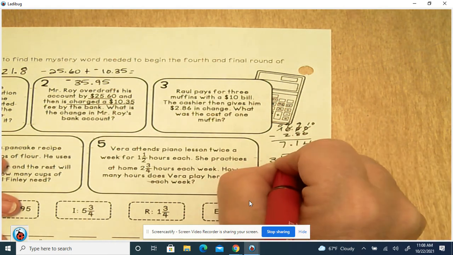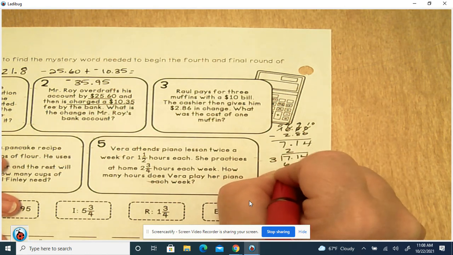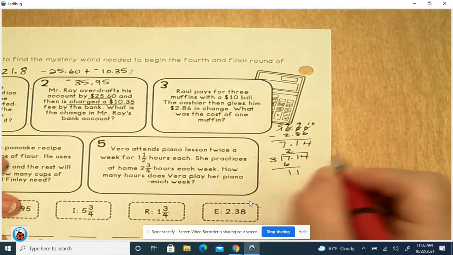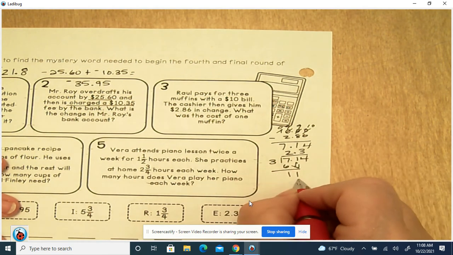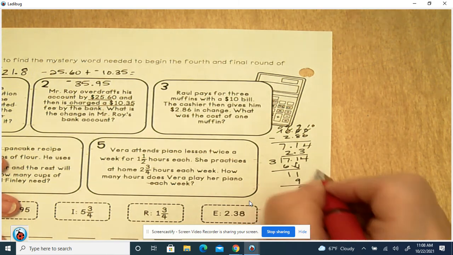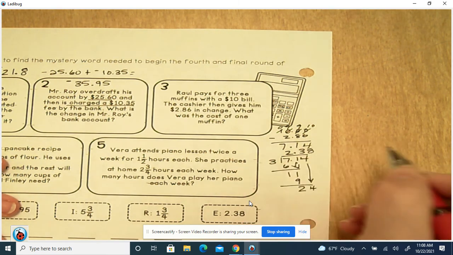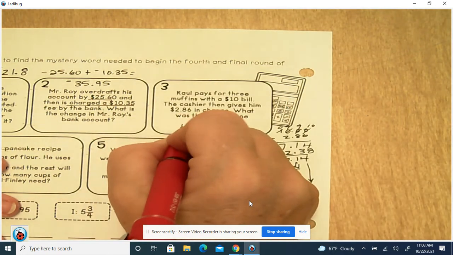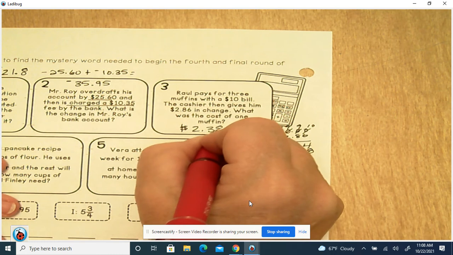We want to know how much one of the muffins was. So 3 goes into 7 2 times, which would be 6. Bring down my 1. 3 goes into 11 3 times, which is 9 and 2. Bring down my 4. 3 goes into 24 8 times. So one muffin here is $2.38.